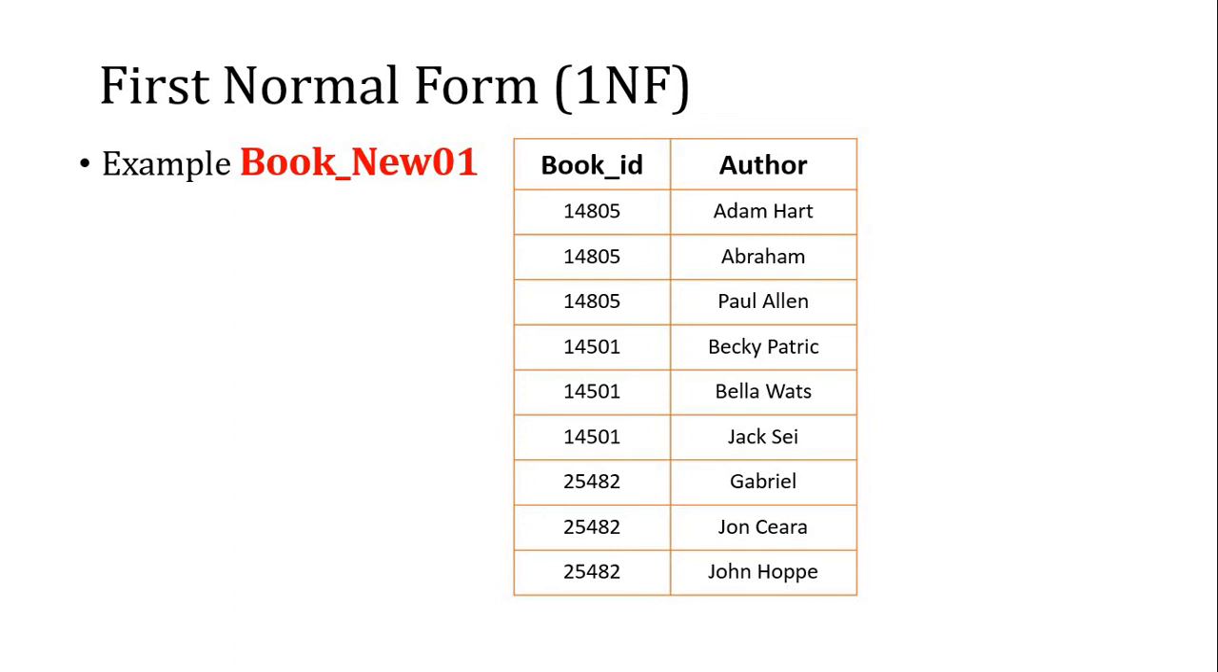So let us check again whether this table is okay or not. Here the data is atomic, the column names are unique, the data are inserted from the same domain, and the order of data insertion is not a problem. So this book_new table is maintaining the first normal form rules.